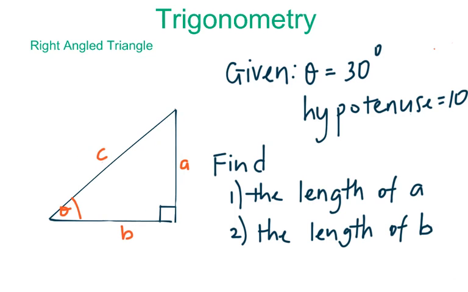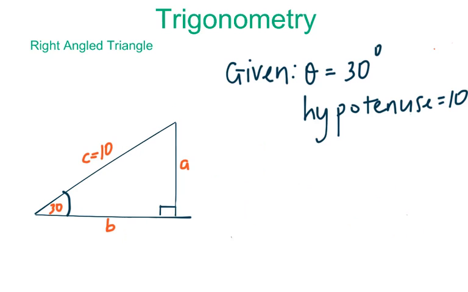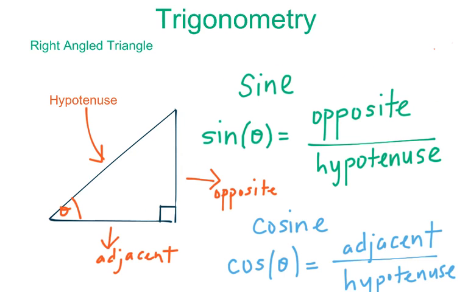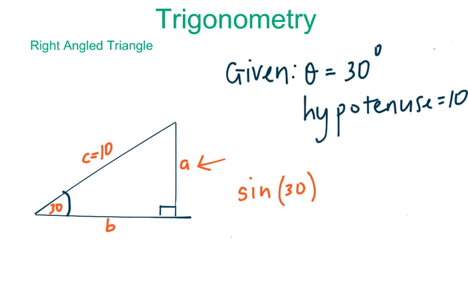Our first part asks us to find the length of A. So A is going to be this side here. This side A is opposite to our angle 30 degrees. Therefore, we're going to use sine, since sine uses opposite as well as hypotenuse. So we recall that sine of theta is equal to opposite over hypotenuse. Therefore, sine of 30 is equal to opposite, which is A, over hypotenuse, which is C, and C is equal to 10.